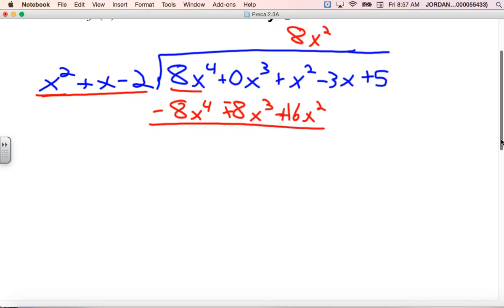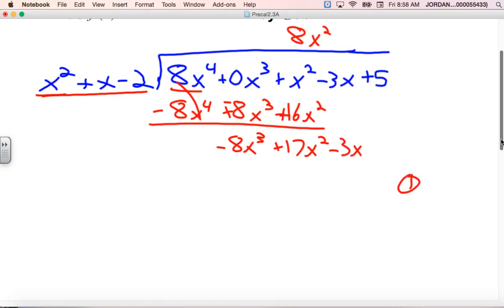So then down here, of course these cancel. 0x cubed minus 8x cubed is negative 8x cubed, and 1x squared plus 16x squared is 17x squared. So when those signs change, it changes how you do it. So then that's your third step. And then your last step is to bring down the next term.